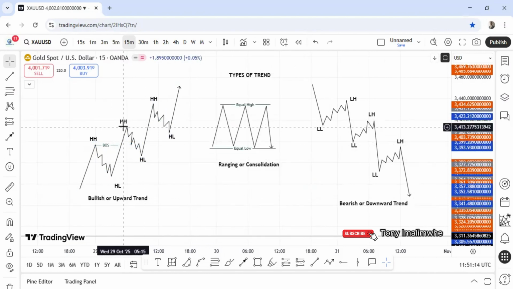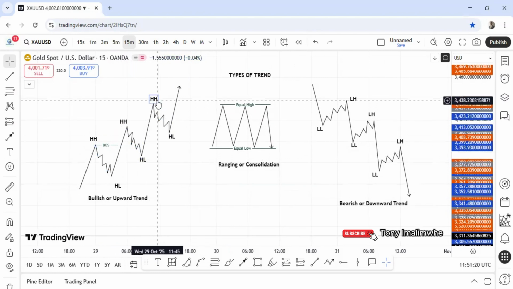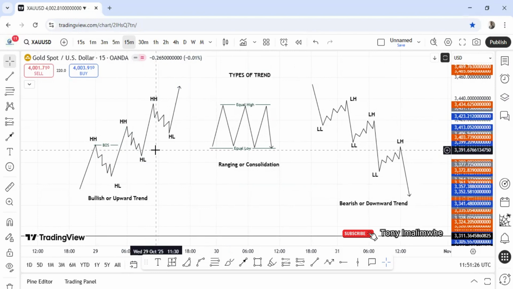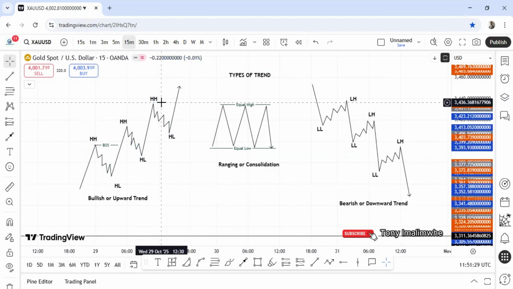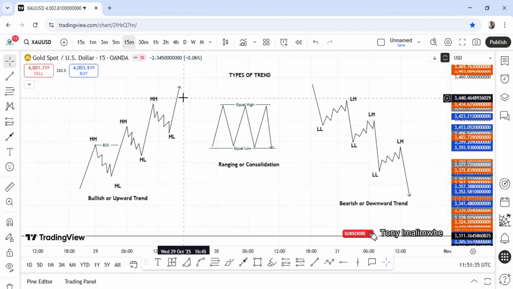And then when price retraces again, you wait here to catch this impulsive move upward. This is how to trade. That is why it's very important to identify your trend in the market. Know that if you are in a bullish trend, you are going to be buying.